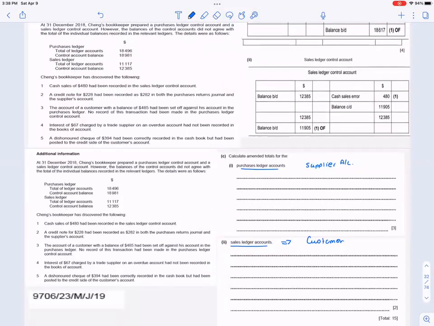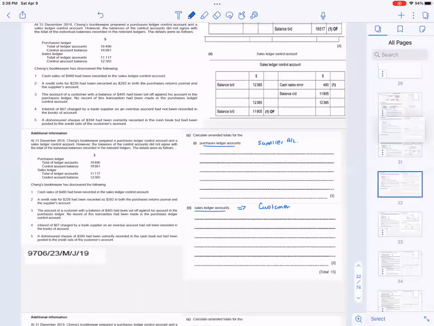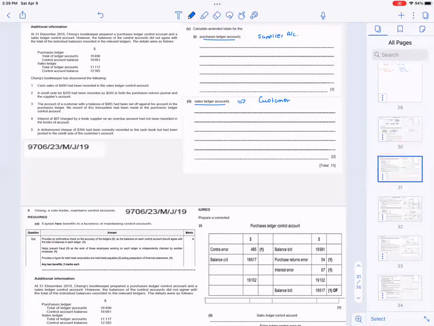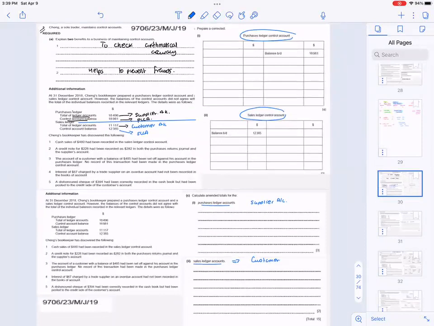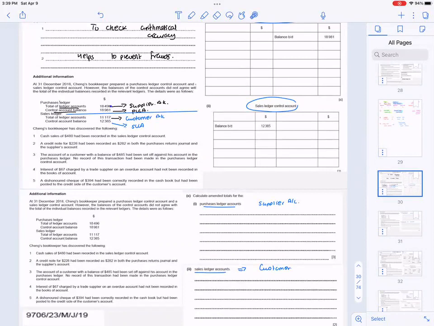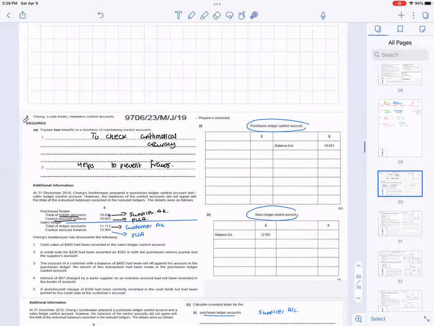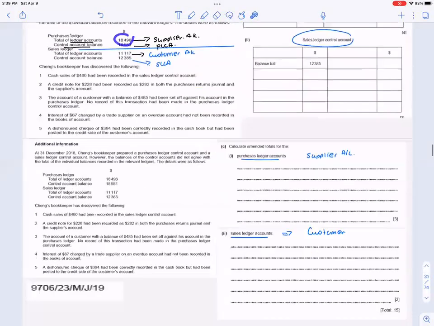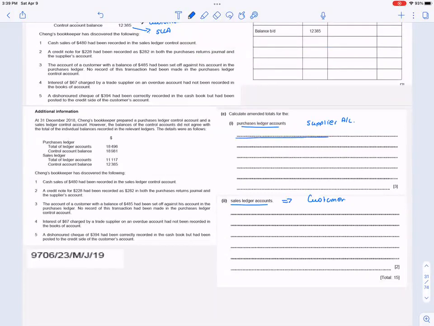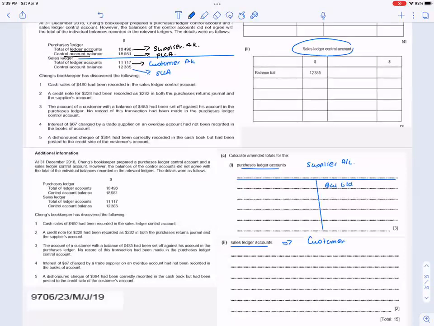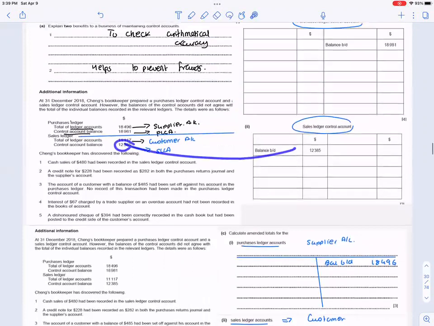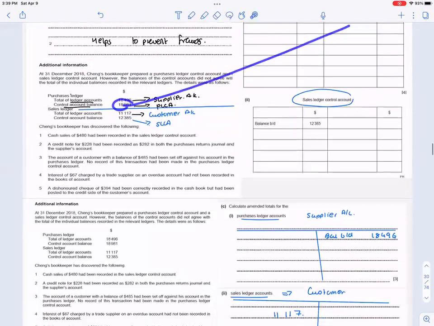Come on, let's see. I'll just interchange the order of this so that we have everything one below the other. Are you all with me? PLCA, ledger account, supplier account, has what balance? $18,496. So I'm making the supplier account over here. And customer account has what balance? Customer account has balance 11,117. SLCA balance they've already written and given to us. Okay, let's go ahead.